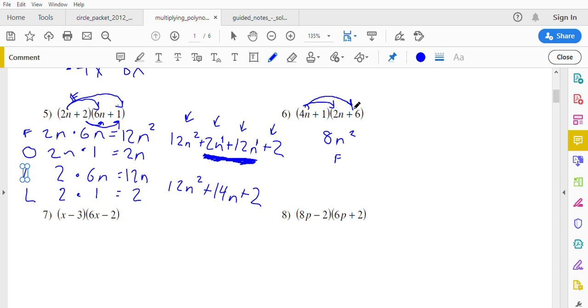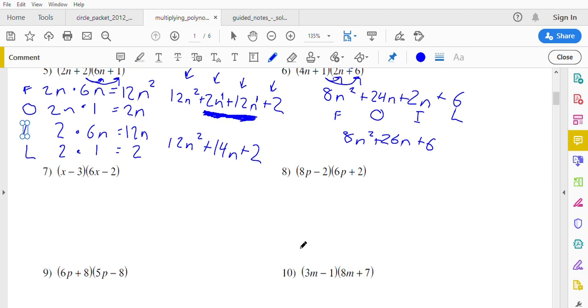Your outer ones, well, 4n times 6, well, 4 times 6 is 24. And how many n's do I have? Just the 1. I have the inner, okay, so 1 times 2n, so that will be 2n, and our last, 1 times 6 is 6, okay? Again, we can combine these 2 like terms in the middle, 24 boxes of bananas and 2 boxes of bananas is going to be 26 boxes of bananas, 8 crates of bananas, and just 6 bananas sitting on the floor, okay? So again, if you're good with this, you can go ahead and do them this way.